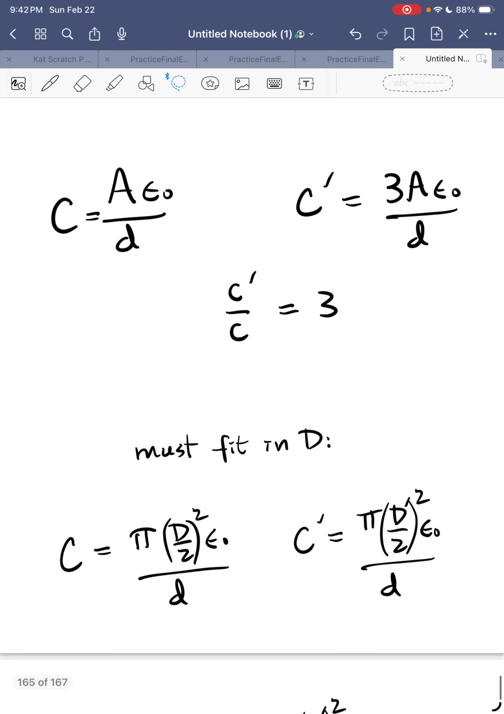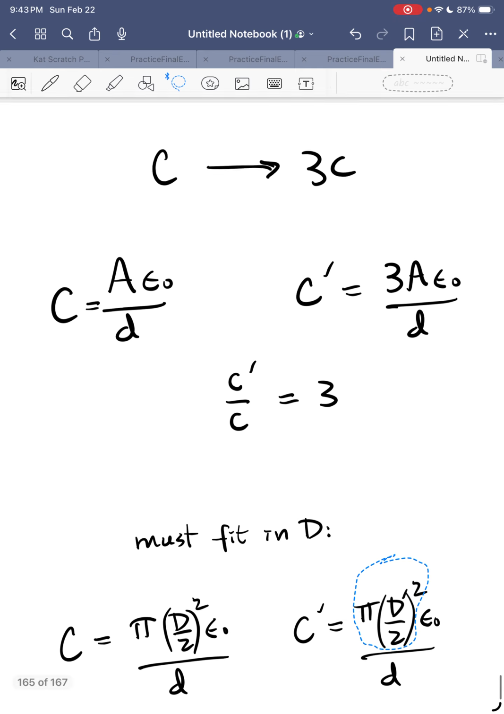Now what we're going to do is fit the diameter into this area expression here. So the area, if it's a circular plate, is going to be pi r squared. Now in terms of diameter, when you divide the diameter by 2, that's the radius. So this is pi r squared. This right here is the area of the first capacitor plate. This will be the area of the new capacitor plate.